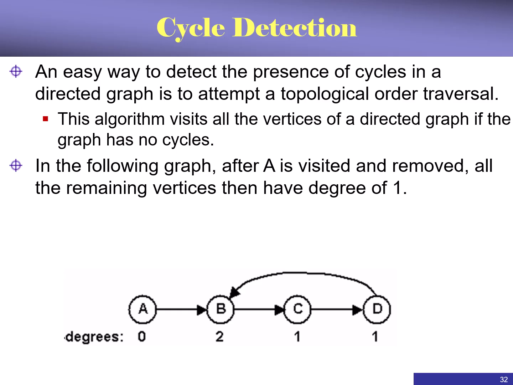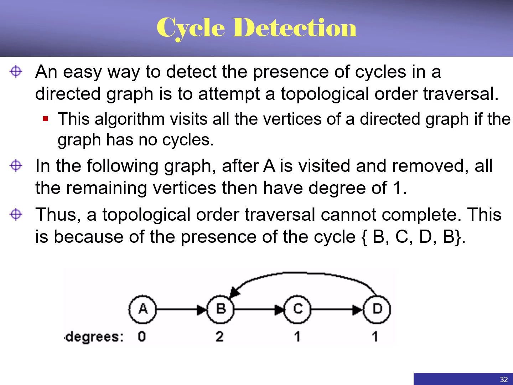The algorithm stops. How does the algorithm work? It works with the vertex with degree 0. Here I am not getting any such vertex. After I visit A and add A to the sorted array, all the remaining B, C and D will get a degree of 1. So I cannot proceed. What does it mean? It means that there is a cycle. So this is the way we can identify the presence of a cycle. The topological sort cannot be completed because there is a cycle.